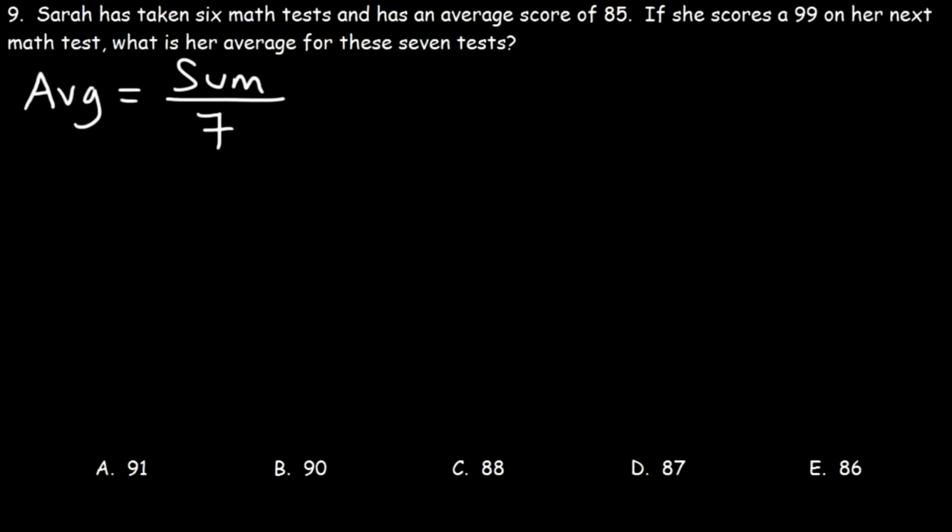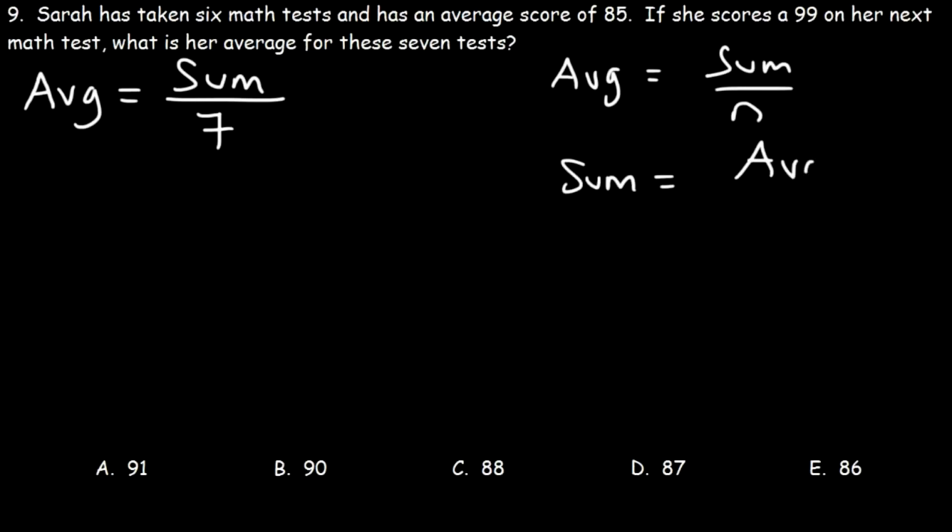Now, how can we find the sum of all 7 tests? If we rearrange the equation, if the average is equal to the sum divided by n, then it turns out that the sum is equal to the average times n. The total sum is basically the sum of the first 6 exams plus the 7th exam. That's going to equal the total sum.